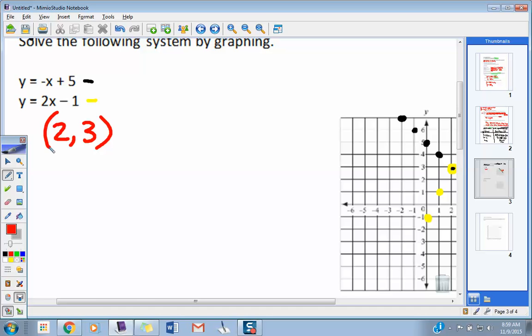Check out the first one, guys. What's 2 times my x value of 2? 4 minus the 1 is 3. Works, right? If I make this a -2, what's -2 plus 5? 3. Works. The only thing you're doing is looking for the point where the lines do what? They meet. Yep, cross.